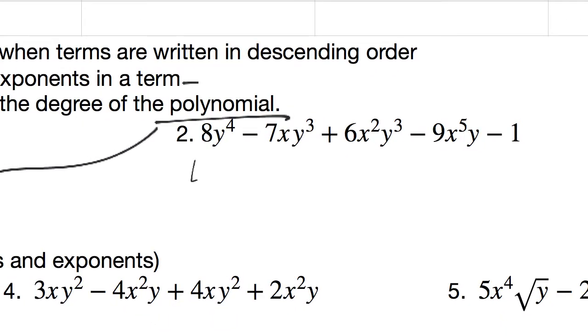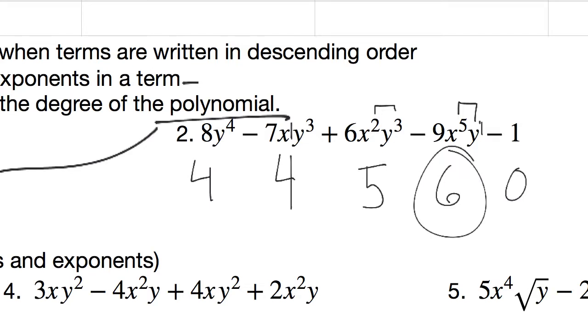The degree of this term is 4. The degree of this term is 3 plus 1, which is also 4. The degree of this term is 5, and the degree of this term is 6. The degree of this term is 0. So you add up all the exponents, even if you don't see them. There's an unwritten 1 right here. And then the degree of the polynomial is 6.